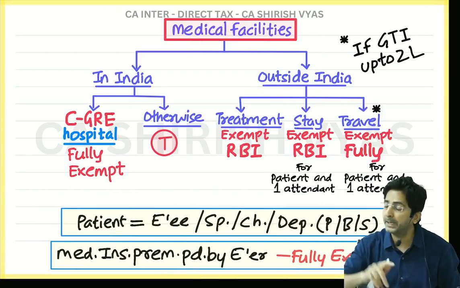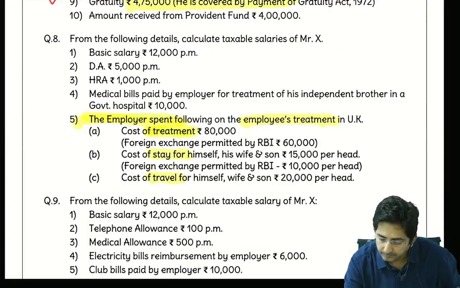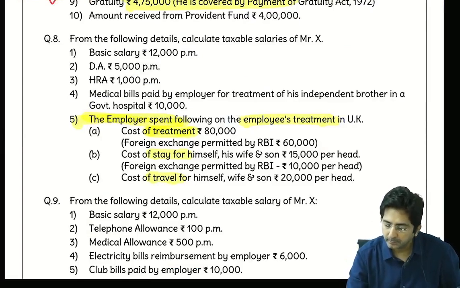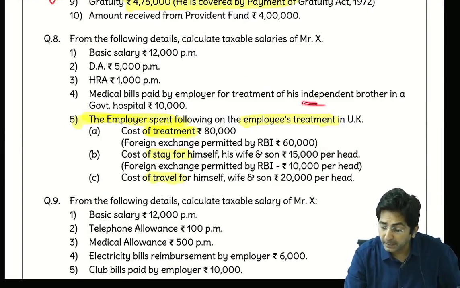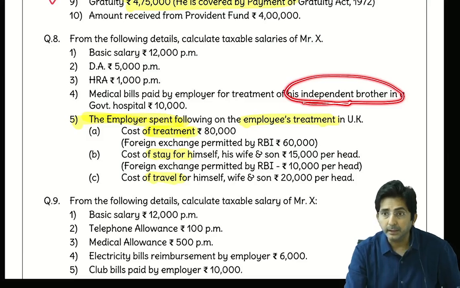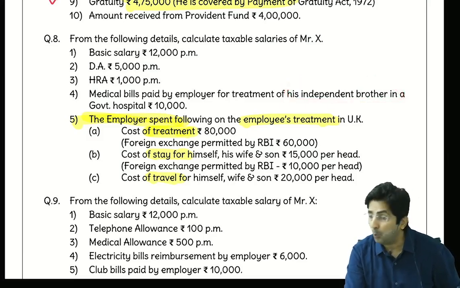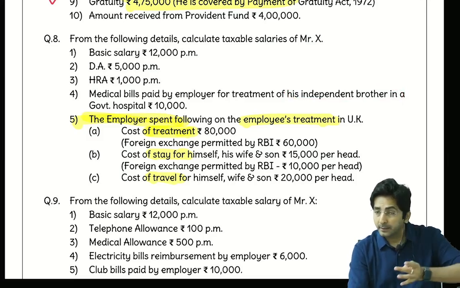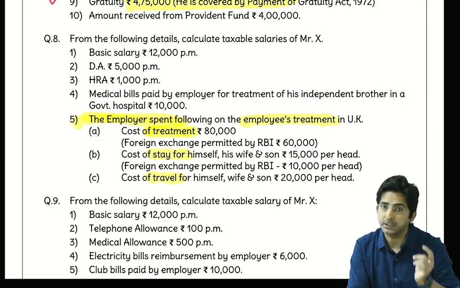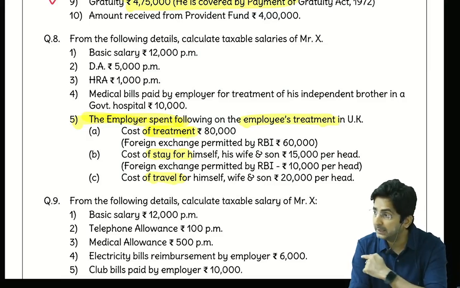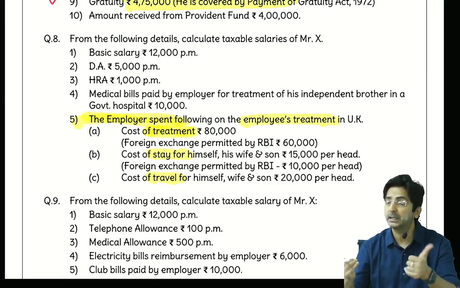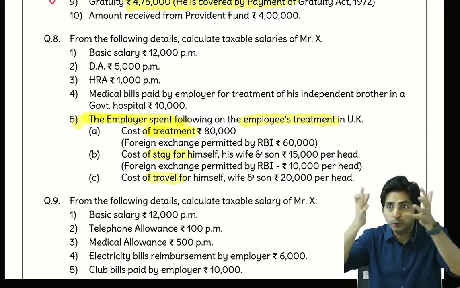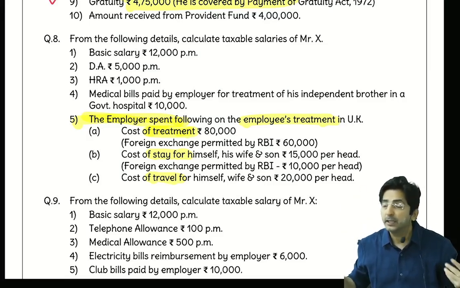So first check the patient. Who is the patient? It is for treatment of his independent brother. Independent brother is not eligible. Who all are eligible? Employee, spouse, children, dependent parents, brother, sister. But here he is independent. That means the patient is not eligible. So use the chart or ignore the chart? Ignore the chart, fully taxable.